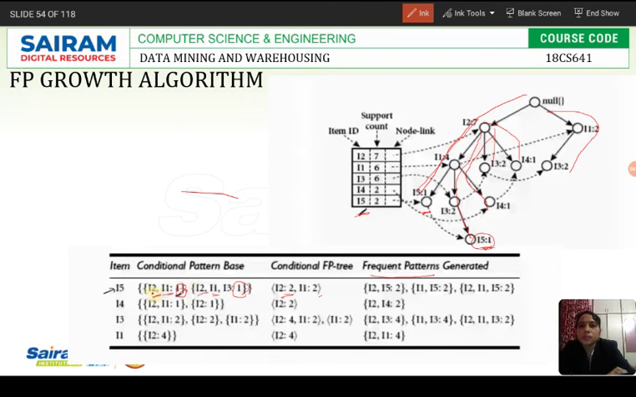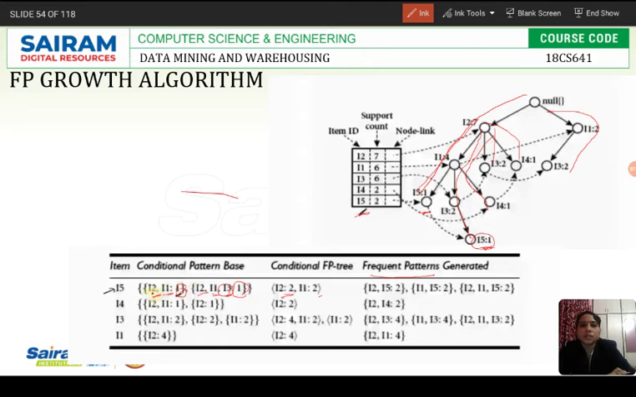Then what about I3? Item 3 is occurring only once along with I5, or in the path of item 5. Since this I3 is less than the minimum support threshold, I am not writing it here, because whichever is less than the minimum support threshold, I am not writing here. So I am going to consider only two items that come together with item 5, that is item 2 and item 1. Okay, that is done.